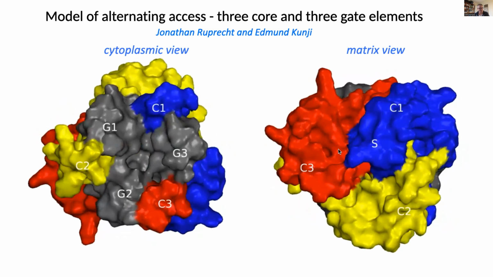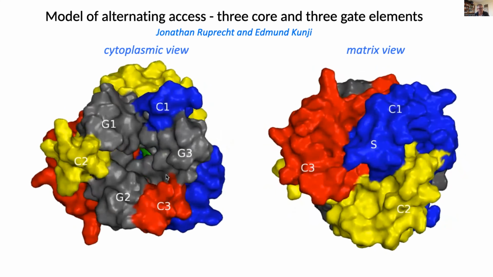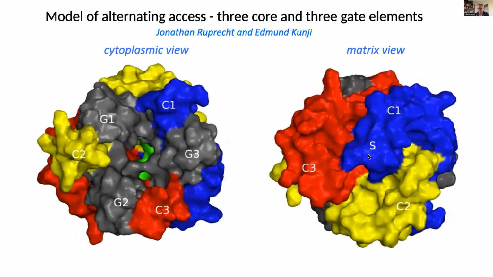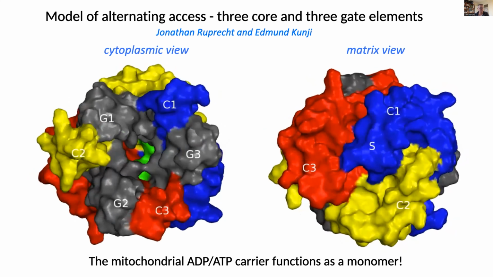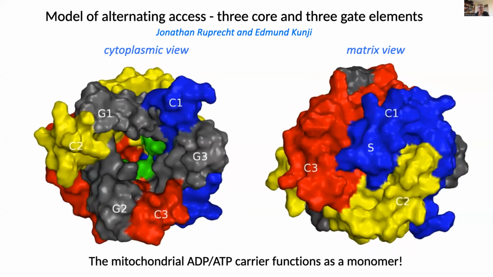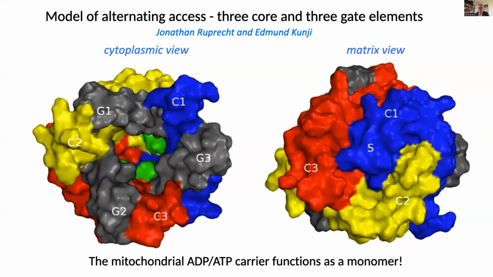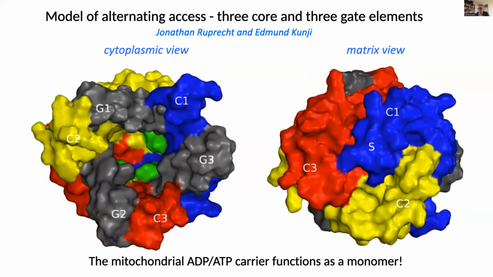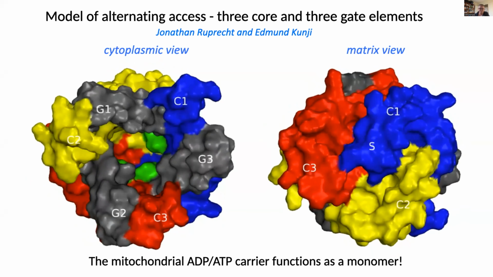And in this way, you have an alternating access mechanism where the central substrate binding site is alternatingly made available to one side of the membrane or the other. And this actually showed that the carrier functions as a monomer because there's no way that it can associate with anything else because of this incredibly complex mechanism.